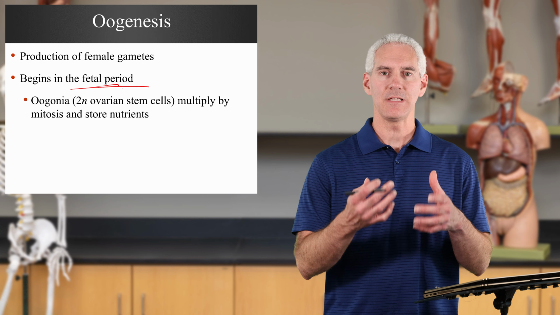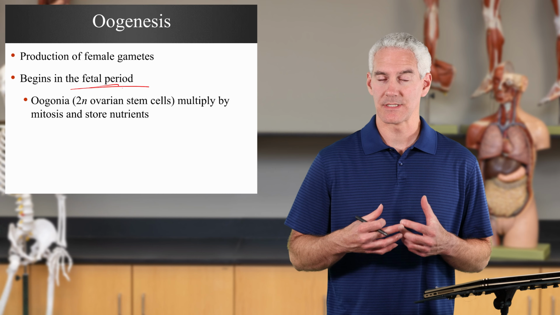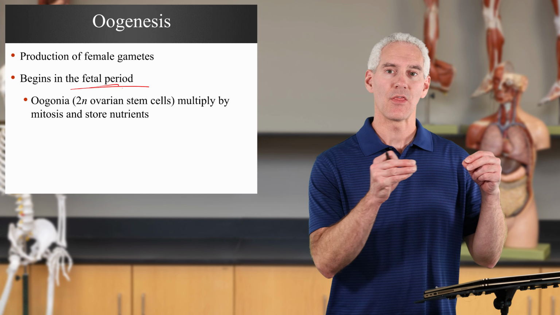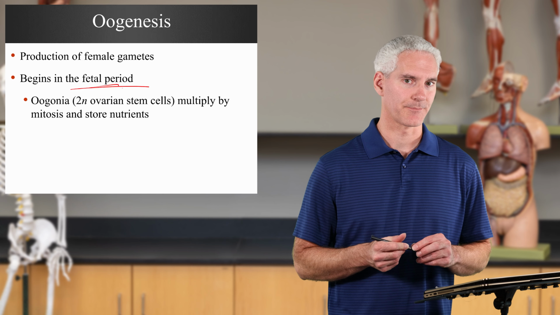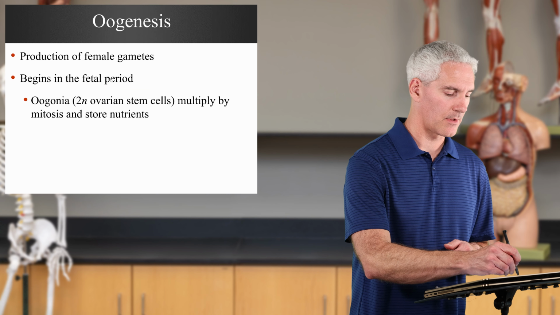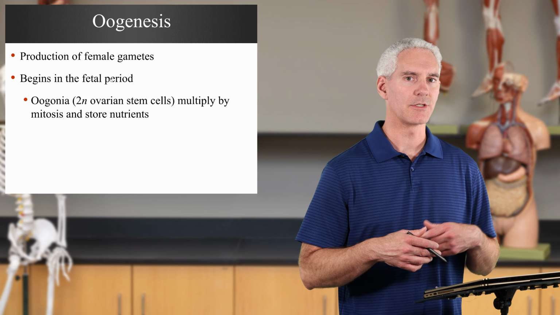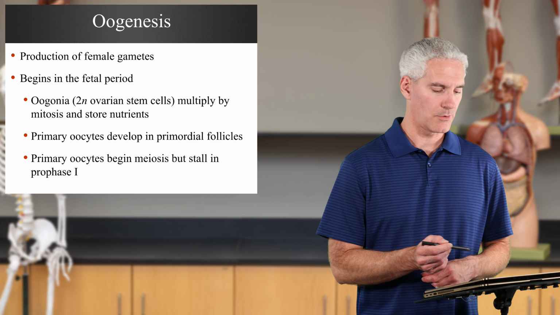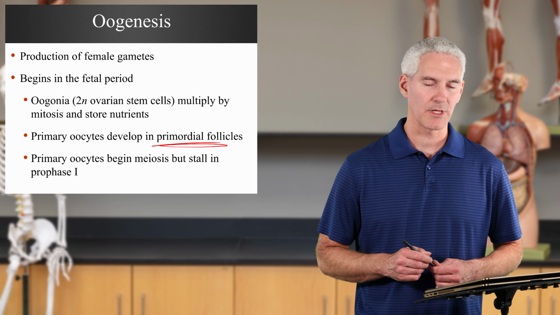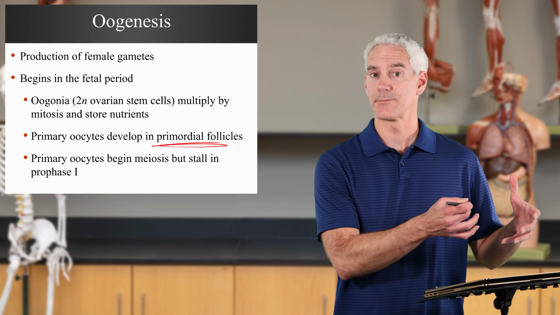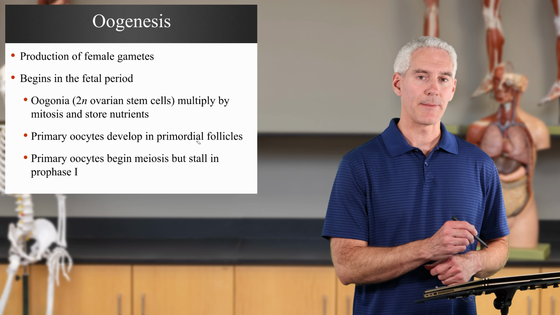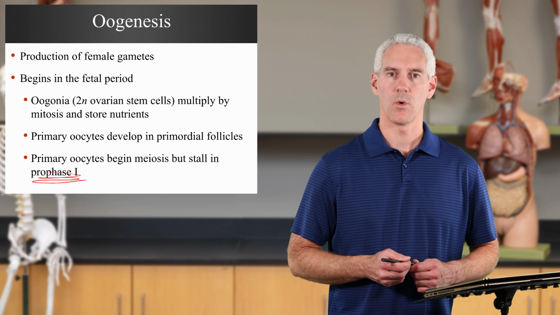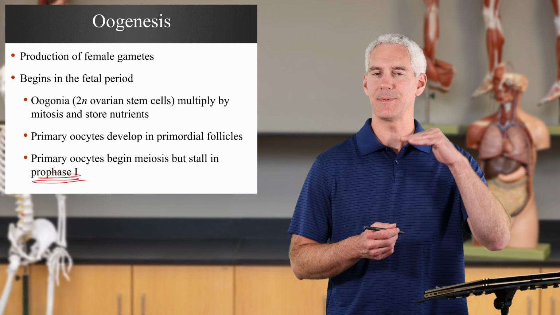So when a female is still in utero, so still in the uterus of her mother, so she hasn't been born yet, that's when this process initiates. So even before birth, the oogonia are starting to go through and produce these oocytes. You'll have these primary oocytes develop into primordial follicles. That's that starting point. Then those primary oocytes begin meiosis but stall at prophase 1. So we stall right at the beginning.